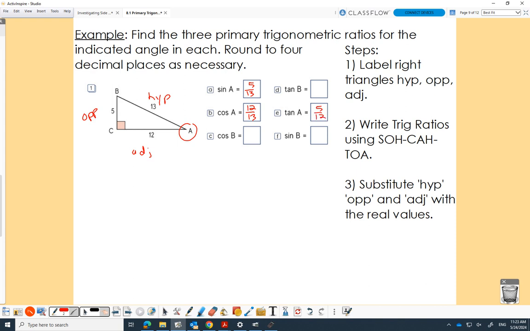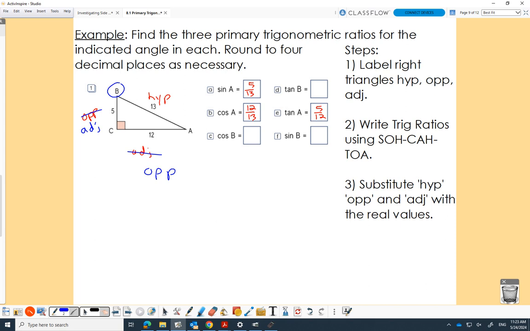Now here's the challenging part, friends. When I want to do B, I've got to go back and relabel the triangle. I've got to go back and say, no, I'm doing B now. So if I'm doing B, and I'll do it in another color here, then this isn't adjacent, this is opposite, and this isn't opposite, this is adjacent. The hypotenuse gets to keep the same name. It's always the hypotenuse no matter what.